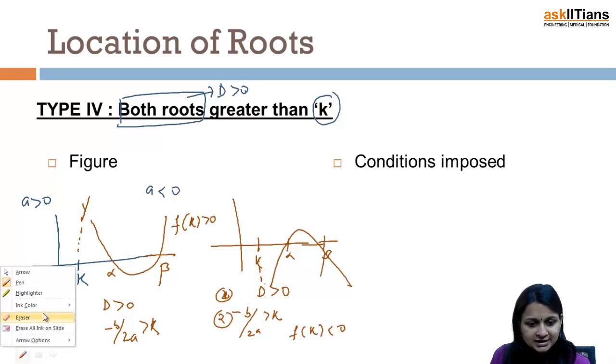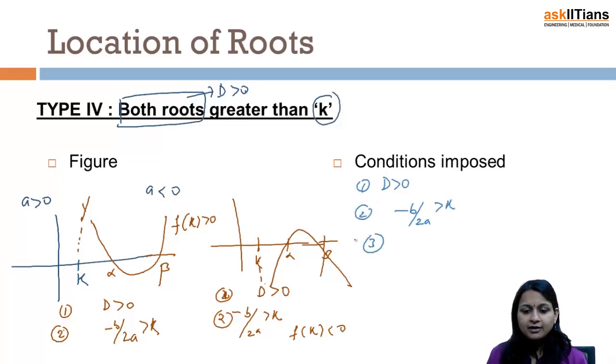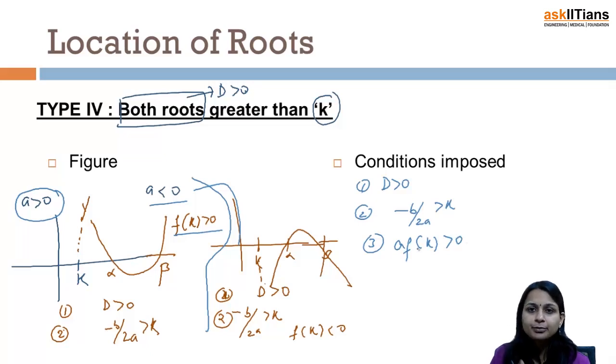When I have to put all these conditions together, the first condition is discriminant D greater than 0, minus b upon 2a greater than k, and what about f(k)? You can see in the first case when a is greater than 0, f(k) is greater than 0, when a is less than 0, then f(k) is less than 0. So we can put it that a into f(k) is always greater than 0. To combine these two conditions, when I take their product, it will be greater than 0. So this is how we have discussed these four types.